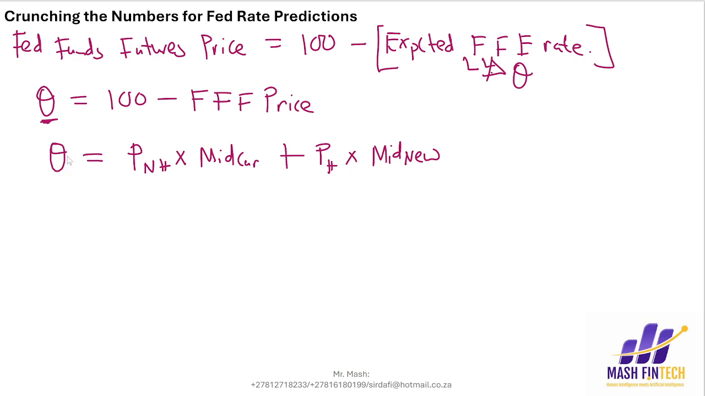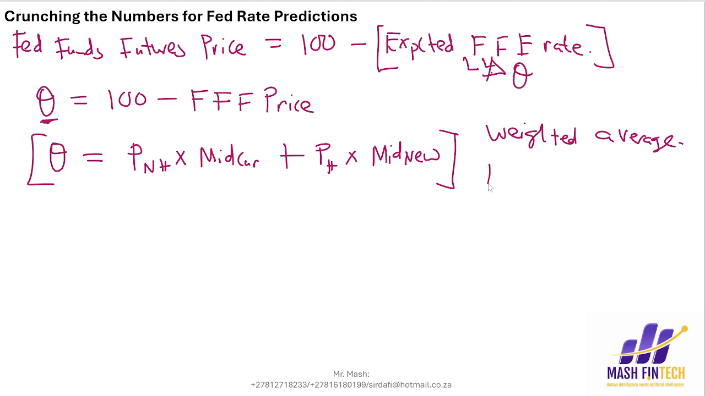And you remember, this is actually very easy to remember. This is a weighted probability average. It's a weighted average. Probability that there's no hike, and you take the midpoint where there's no hike, the current range, and then you add the probability that there's a hike, then you multiply by the midpoint of the range where there's actually a hike.